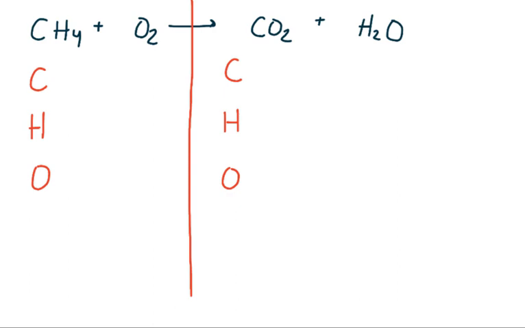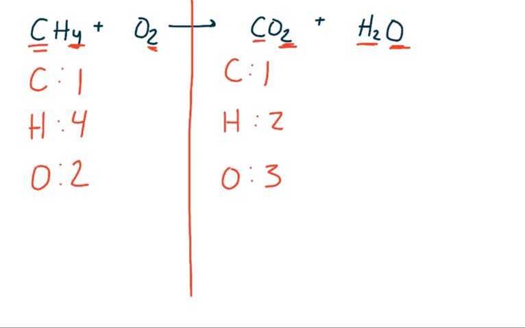So on the reactant side, I only have one carbon, so that goes here. I have 4 hydrogens, and I have 2 oxygens. On the product side, I have 1 carbon, I have 2 hydrogens, and now I have 3 oxygens. Make sure to include them from both of the species that the oxygen is present in. Since the number of hydrogens is different on the reactants and products and the number of oxygens is different, we don't have a balanced reaction equation.